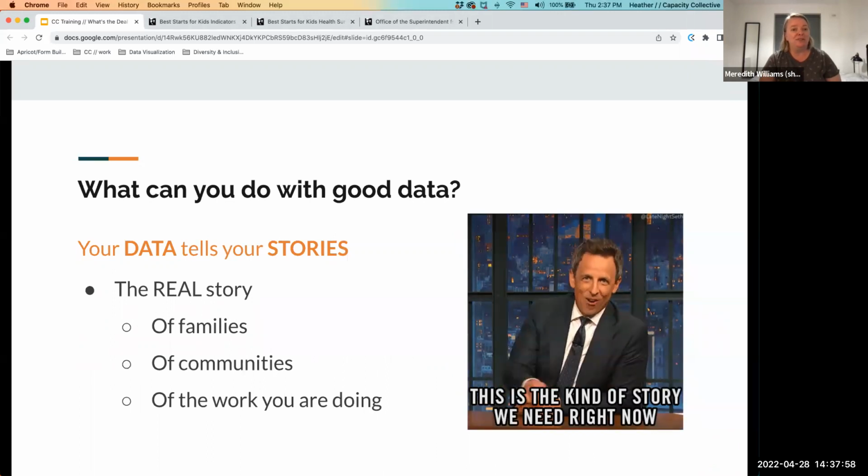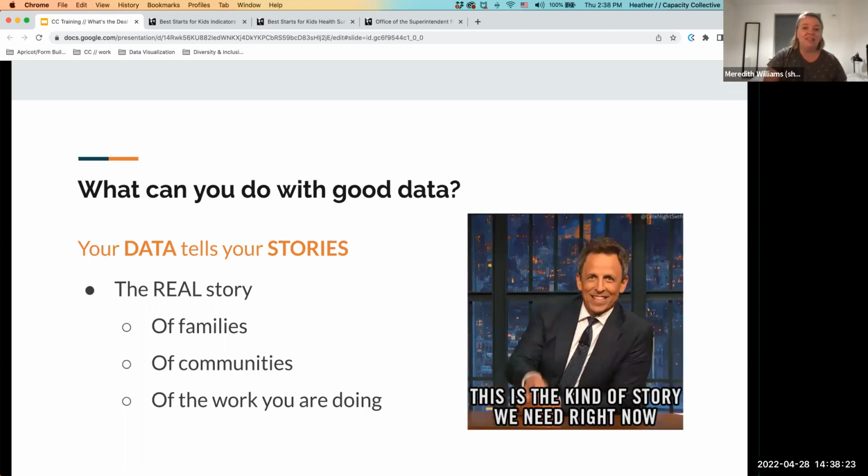There are many things that you can do with good data. And that takes us back to the beginning of the presentation about getting that funding, staying motivated, all of those things. It's really helpful to think about how data is not just numbers, it's not just words, it's the stories. It's the stories of the people that you work with. And so it's the real story of families, of communities, and all of the hard work you're doing. So instead of just thinking about numbers, think about all the stories that you're collecting and what you're learning about the real lives of communities.